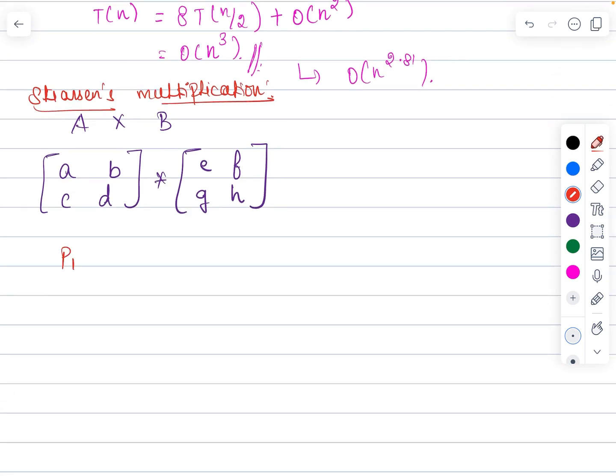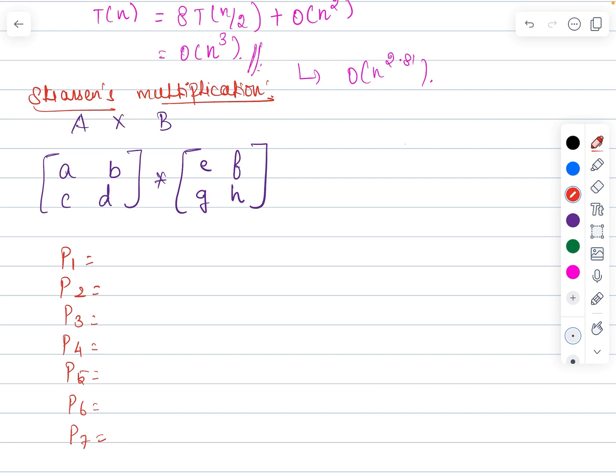P1, P2, P3, P4, P5, P6 and P7. These are the 7 formulas playing an important role here. There are 2 matrices. Imagine these are the 2 matrices which you want to multiply, and you will be generating the resultant matrix, which is C. How can the 7 formulas be applied to generate the resultant matrix? Let us check now. You have to remember these 7 formulas.